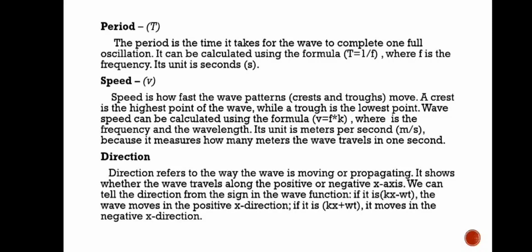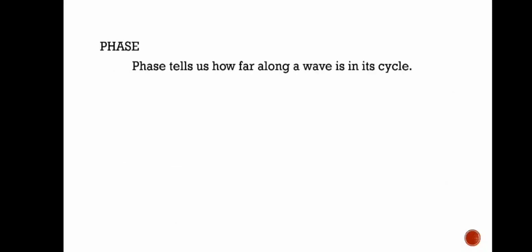Now, let's talk about the direction. The direction refers to the way the wave is moving or spreading. It tells us whether the wave is traveling toward the positive side or the opposite side, which is the negative side of the axis. When the wave moves forward, it's going in the positive direction, and when it moves backward, it's going in the negative direction.